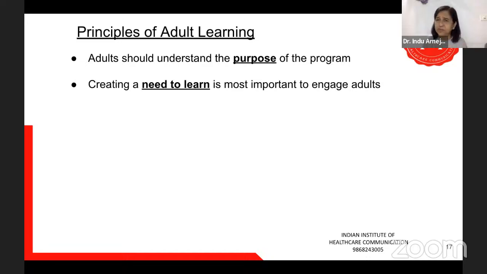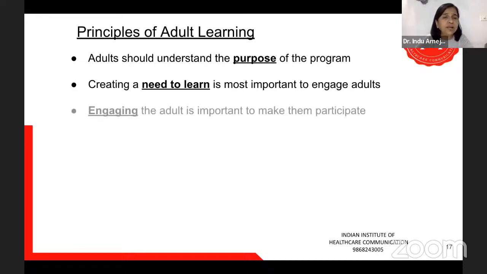They want to participate. So when you are able to create a need to learn, it could be that we want to avoid violence. It could be because we want to enjoy our work. It could be to create patient satisfaction. It could be because we want patient safety. All those could be the needs to learn. But then you have to be able to create that need in your audience to help them learn.